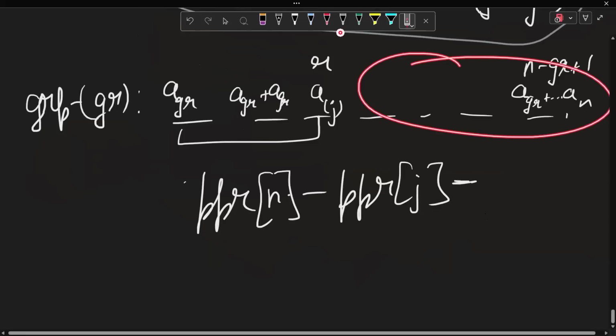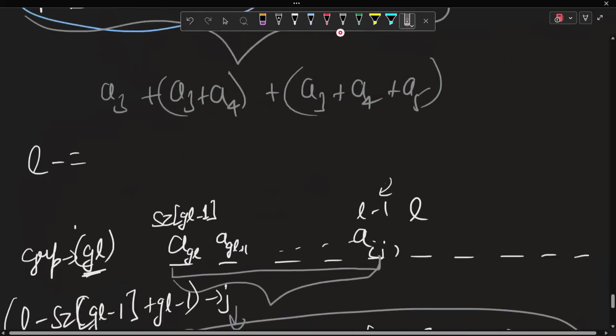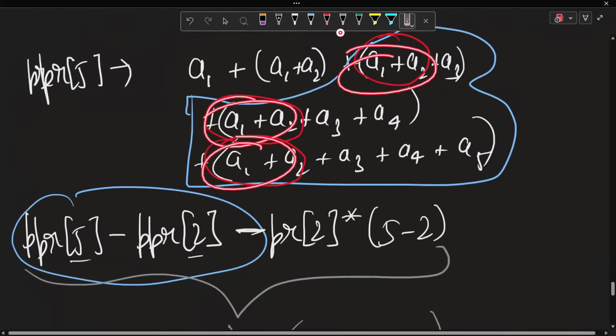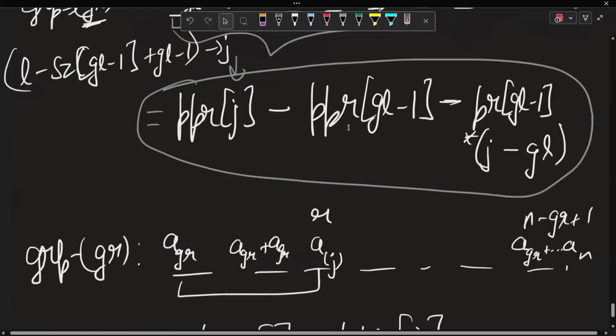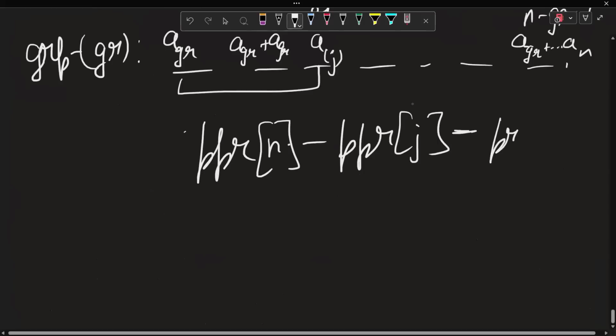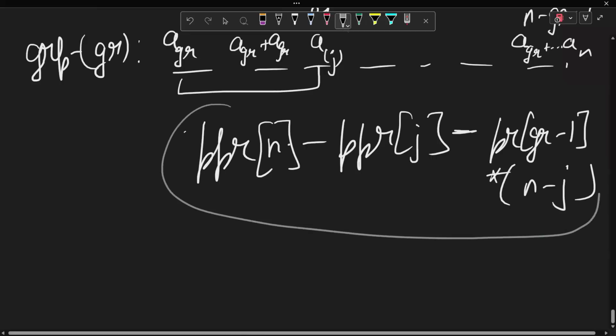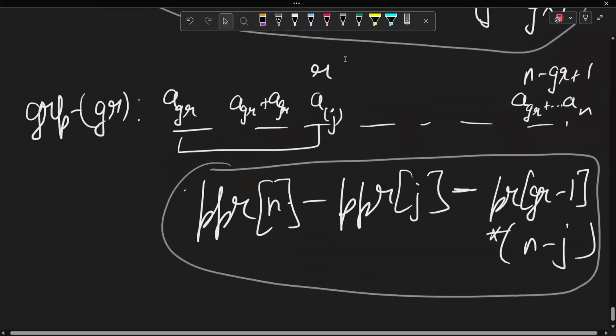Because in every element we would have some sum like this. If it is group number 3, it had A1 plus A2 subtracted from every element. If it is group number GR, it would have the prefix sum up till GR minus 1. This thing would be subtracted how many times? This length, n minus j times. So this is also the thing that we need to subtract from our final answer.